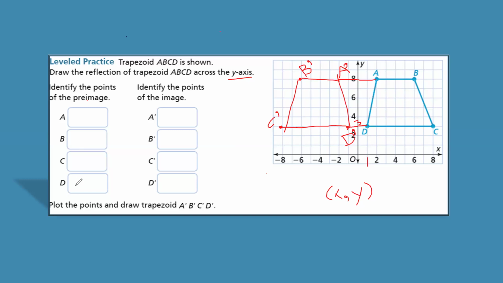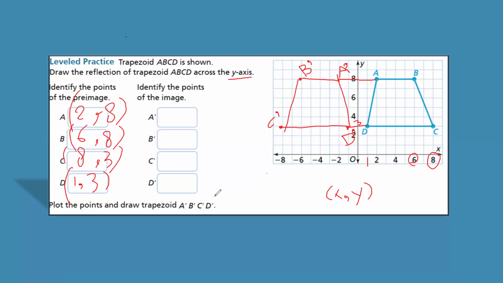So 1, comma, and 3. A is 2 and 8. B is 6 and 8. C is 8 and 3. Don't forget, start from X, then Y.